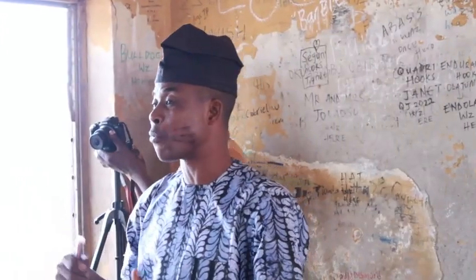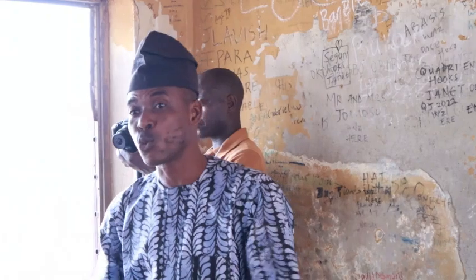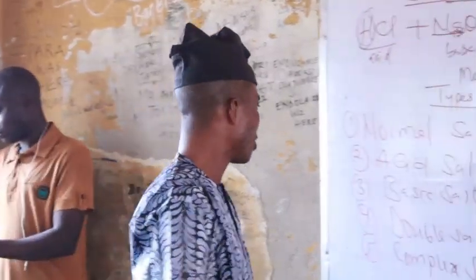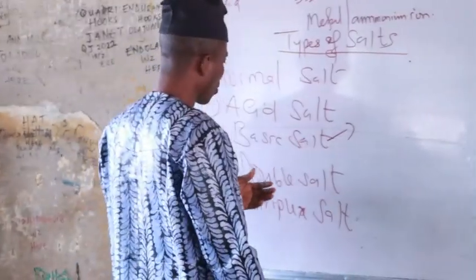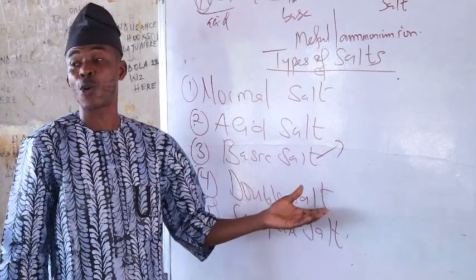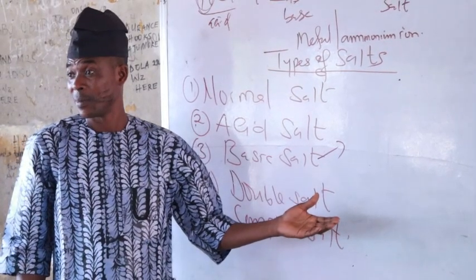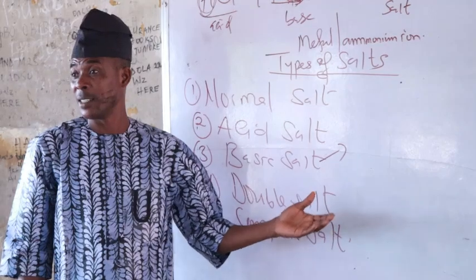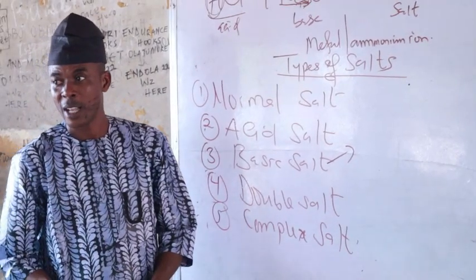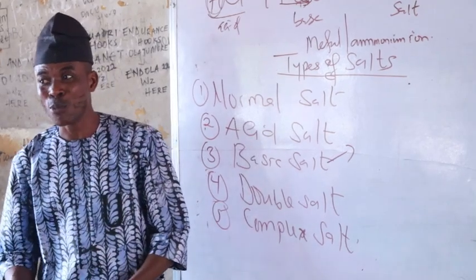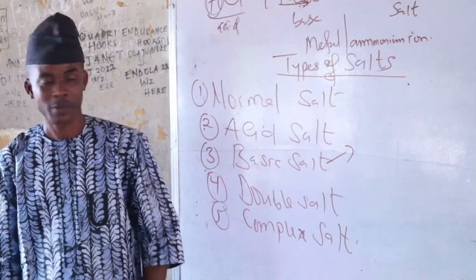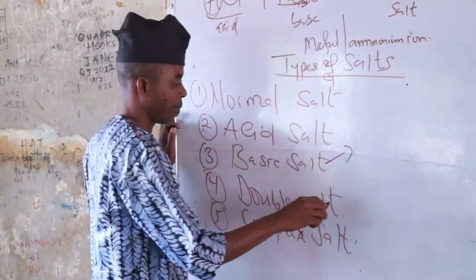Double salts are formed when two simple salts are mixed or combined in a stoichiometric ratio, and these salts must have the same anion. This is what I'm trying to say.